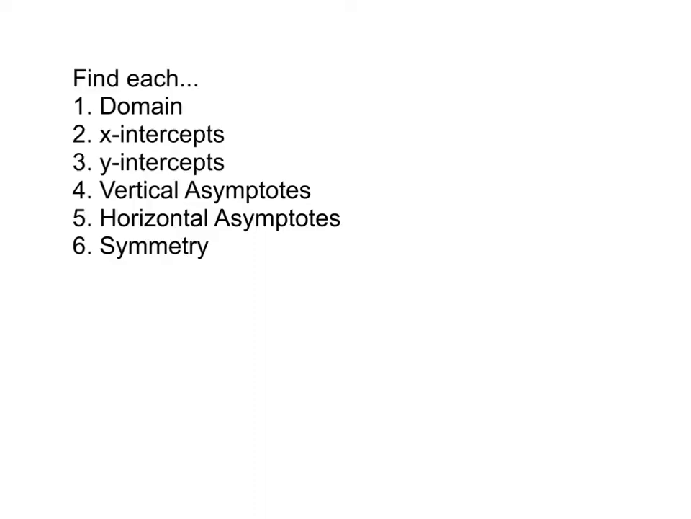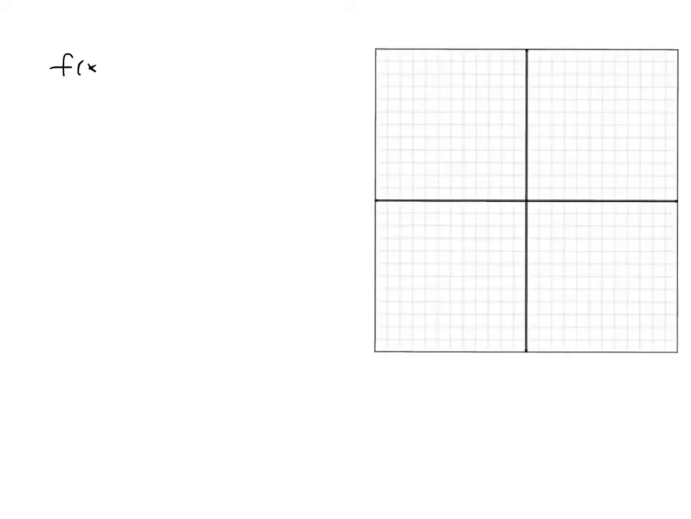Today we're going to learn how to graph a rational function. In order to graph a rational function, we first need to find each of these 6 things. Once you have all 6, you'll be able to draw a pretty accurate graph of your function. So we're going to start with the graph of 2x minus 1 over x.